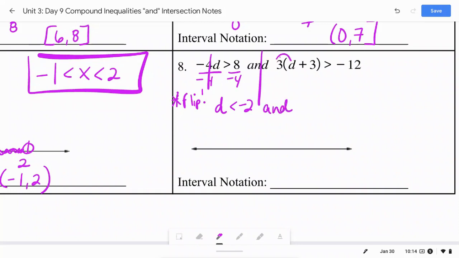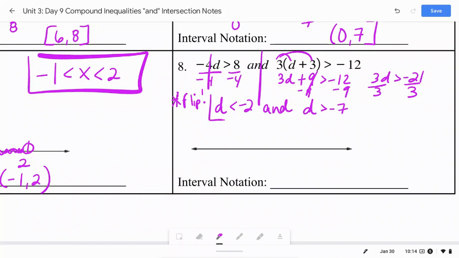And for the second one, we're going to distribute the 3. So I get 3d plus 9 is greater than negative 12. To keep solving, subtract the 9. So I get 3d is greater than negative 21. Then divide by 3 last to get d is greater than negative 7.